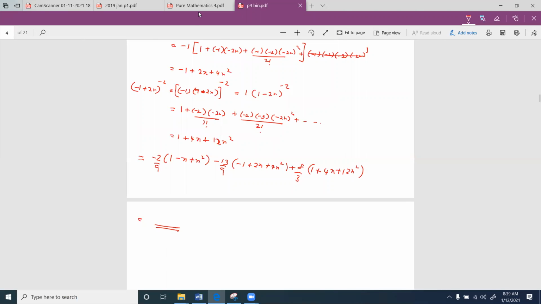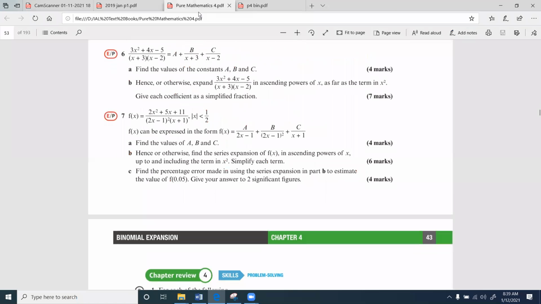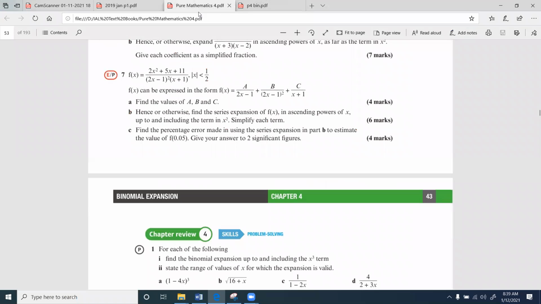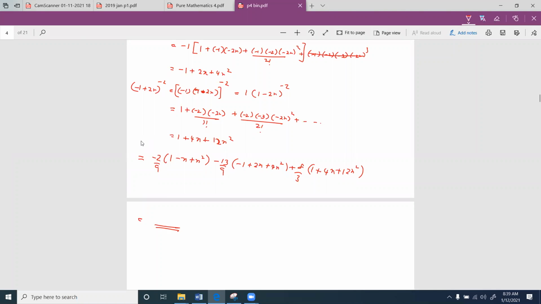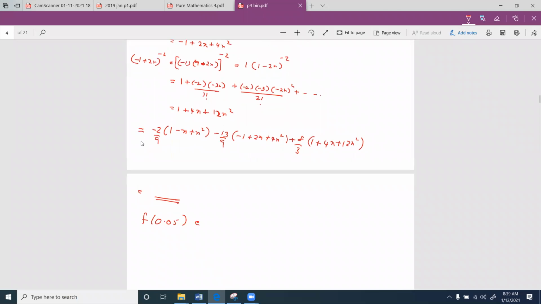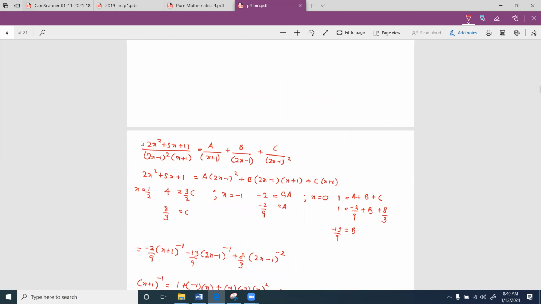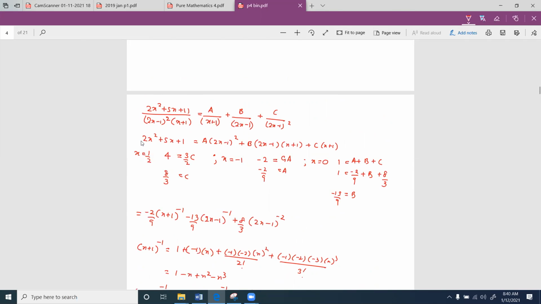The next part, what they're referring to is substituting x equals to 0.05. Sorry, the question given here is just like this. Find the percentage error made using the series expansion of f of 0.05. Right, for this part of it, what you need to do is get the exact value. So you can put f of 0.05 into the right hand side, which means you have to substitute over here, this part of it, and again you have to substitute 0.05 into this expansion.